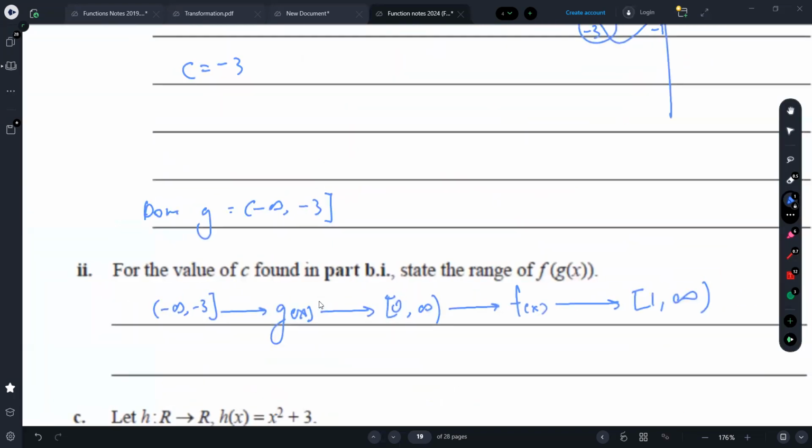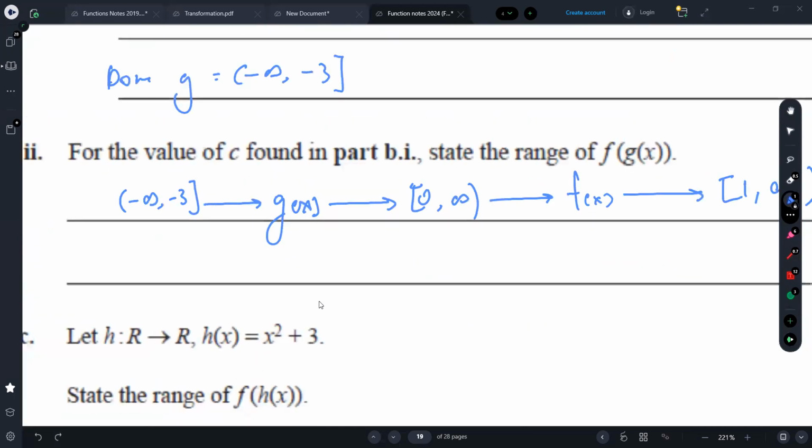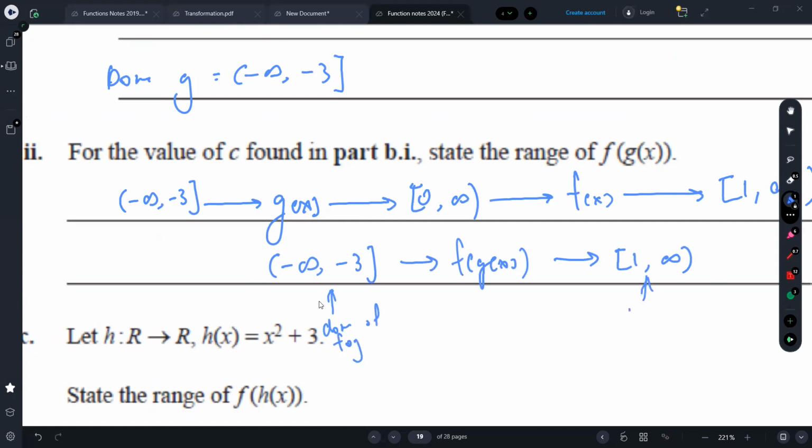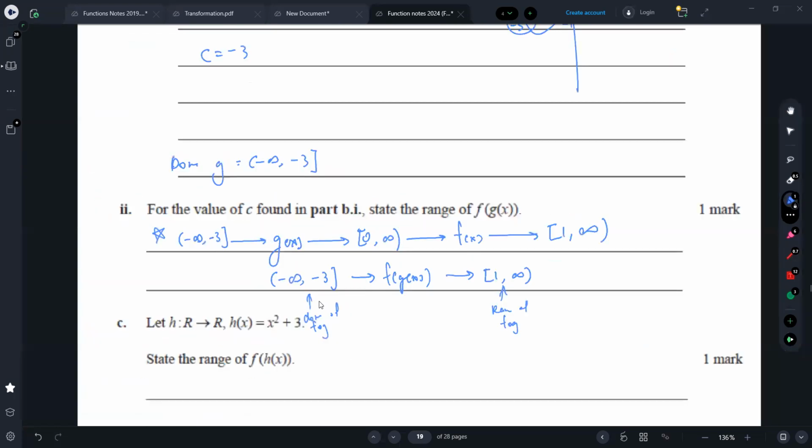And this whole thing is like the flowchart of how this overall functions. If you want to simplify it by a lot, you can just say this whole mess here is going to give me 1 to infinity. If you have an input and output, that would be the domain of f of g, and this would be the range of the function f of g. But if you want to actually find it, you have to do it step by step.